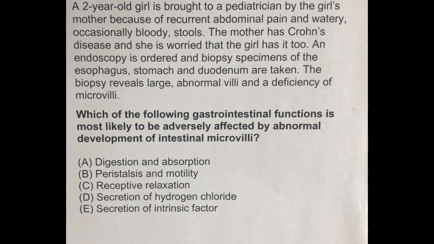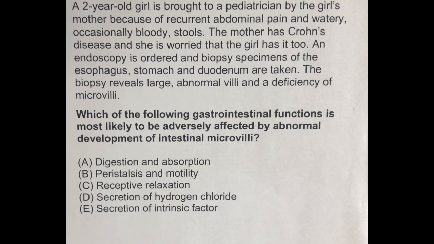A 2-year-old girl is brought to a pediatrician by the girl's mother because of recurrent abdominal pain and watery, occasionally bloody stools. The mother has Crohn's disease and she's worried that the girl has it too. An endoscopy is ordered and biopsy specimens of the esophagus, stomach, and duodenum are taken. The biopsy reveals a large abnormal villi and a deficiency of microvilli.